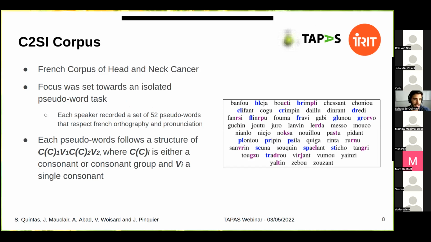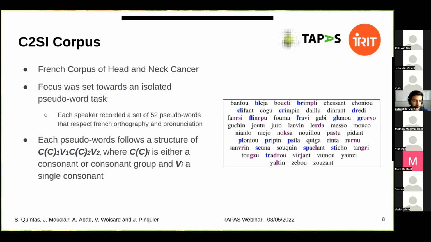However, in this case, our focus was set towards an isolated pseudo-word task, where each speaker was asked to record a set of 52 pseudo-words that respect French orthography and pronunciation, but are non-existent in the French language. Each one of the 52 pseudo-word sets was different among the different speakers, and there were no repeated words.